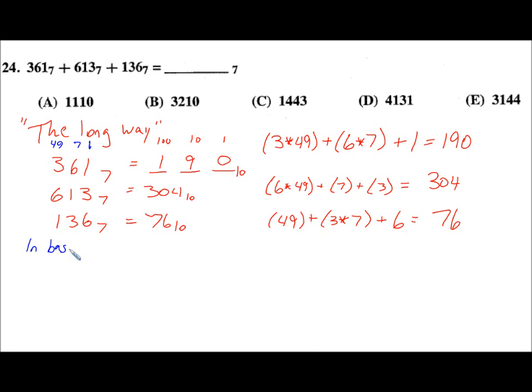So then we add in base 10 190 plus 304 plus 76, 570. The trick with that, and the answer is all in base 7, we have to convert this back to base 7. And that's kind of tricky because it involves division and subtraction. It's a little bit time consuming. Anyway, let's set this up.